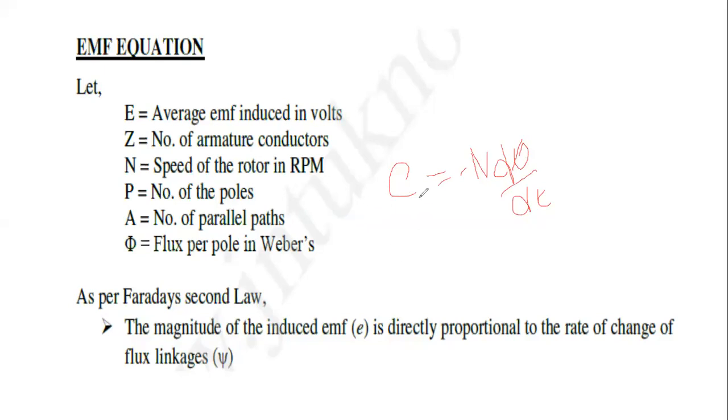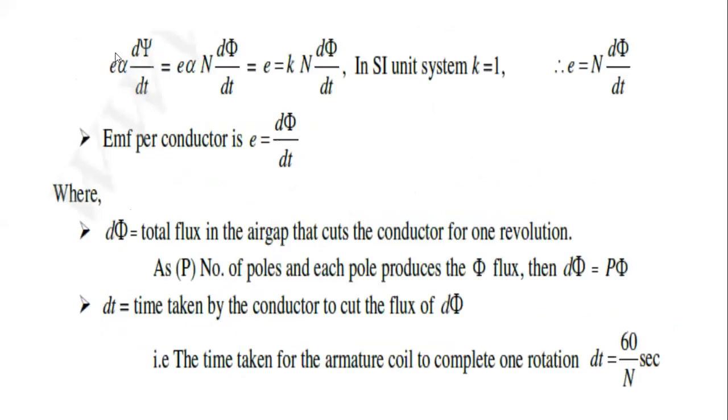The EMF is directly proportional to the rate of change of flux linkages. This is Faraday's second law: the magnitude of induced EMF is directly proportional to the rate of change of flux linkages. Therefore, E is directly proportional to N d phi by dt. E equal to k N d phi by dt, where k equal to 1. Therefore, E equal to N d phi by dt.